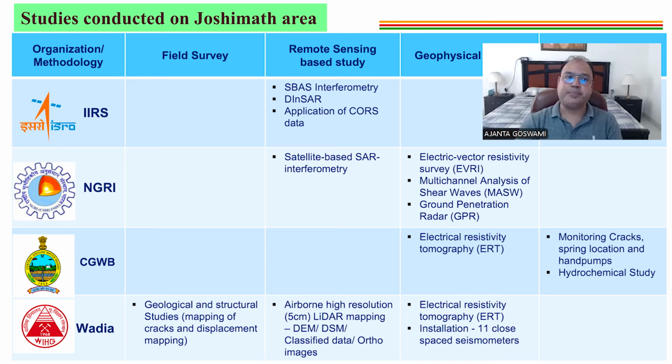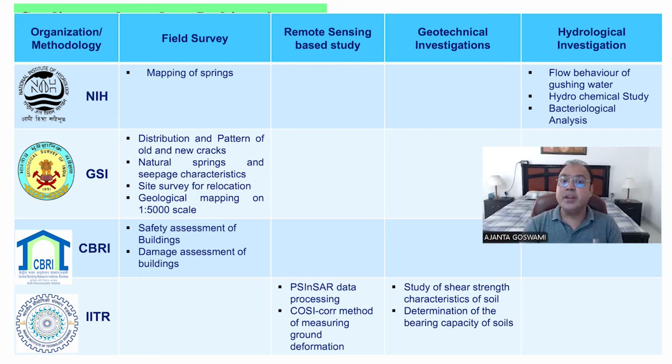that particular area. National Institute of Hydrology, they have done a very interesting study of that particular area. What they have done is they have mapped the springs, and then they tried to find out the flow behavior of gushing water. They did hydrochemical study and bacteriological analysis, which was quite important because they have actually nullified a few of the hypotheses which were related to anthropogenic contamination as well as related to the Tapovan hydropower project.